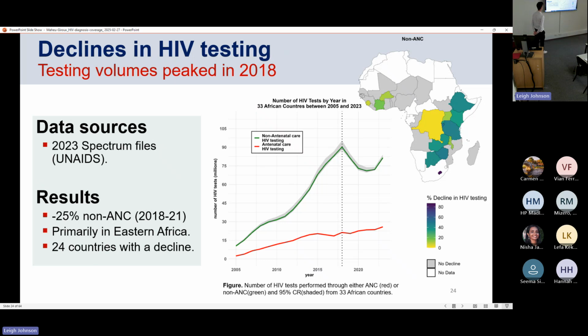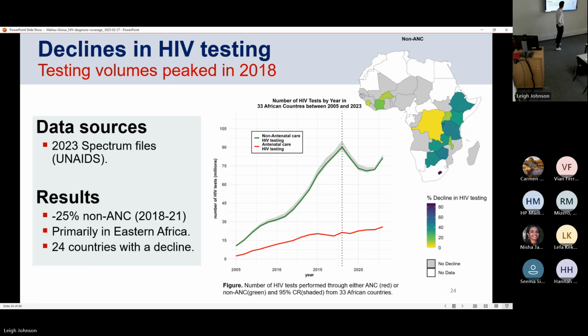So the data sources for this are the 2023 Spectrum file. As you can see, South Africa is not included because South Africa is not using Spectrum, it's using Thembisa. But there is a shadow Spectrum file for South Africa, so we would like eventually to update that file so that we cannot exclude South Africa, which is a really important country. So that will be a limitation of these preliminary results that I'm going to show you.